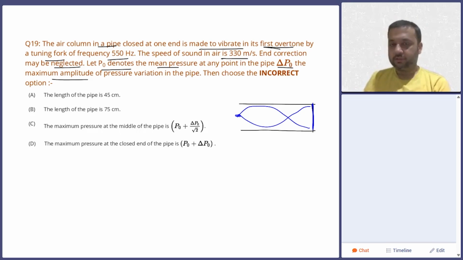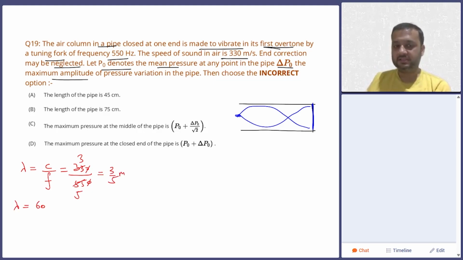One more thing, what is the value of lambda here? Lambda will be the speed of sound divided by frequency. The speed of sound is 330 and frequency is 550. So this becomes 11 into 3, 11 into 5. That means 3 by 5 meters. So lambda becomes 60 centimeters.